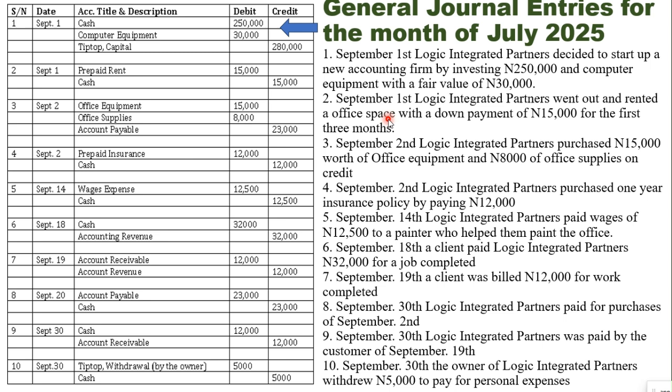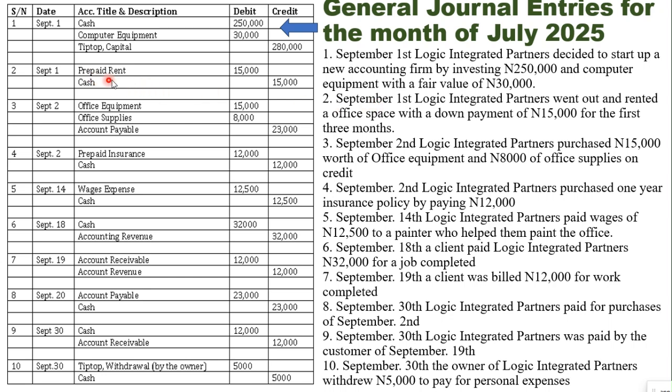Now the company is going to collect 15,000 naira from the cash account, from that 250,000 naira cash that was invested in the company. So they now have money to rent office space. They will take the 15,000 naira from the cash account and now pay rent. The two accounts that are being affected here are the cash and the rent.